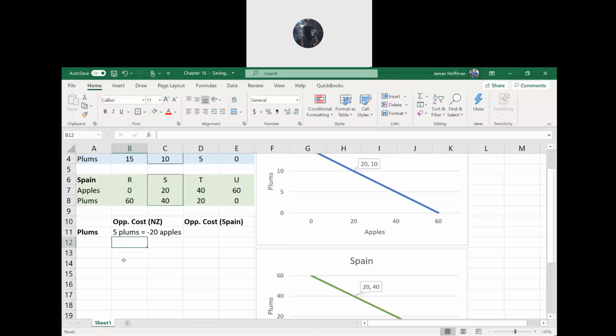And then you always want to put it in terms of just one good so you can get the true comparison. So to determine what 1 plum costs, just divide by 5. Divide both sides by 5, and you see that 1 plum is equivalent to minus 4 apples.